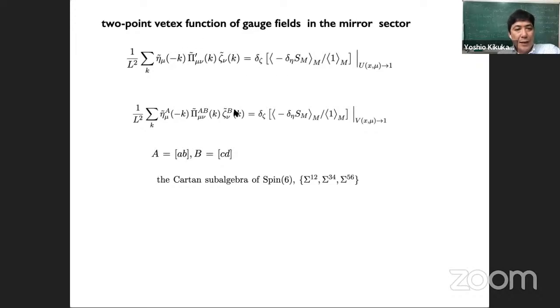And if we consider the second model, the chirally assigned charge case, we need to take the variation in the direction of the Cartan subalgebra of Spin(6). So A, B denote some combination of the spin index, the SO(6) index. And so from the mirror sector, we need to compute this one.